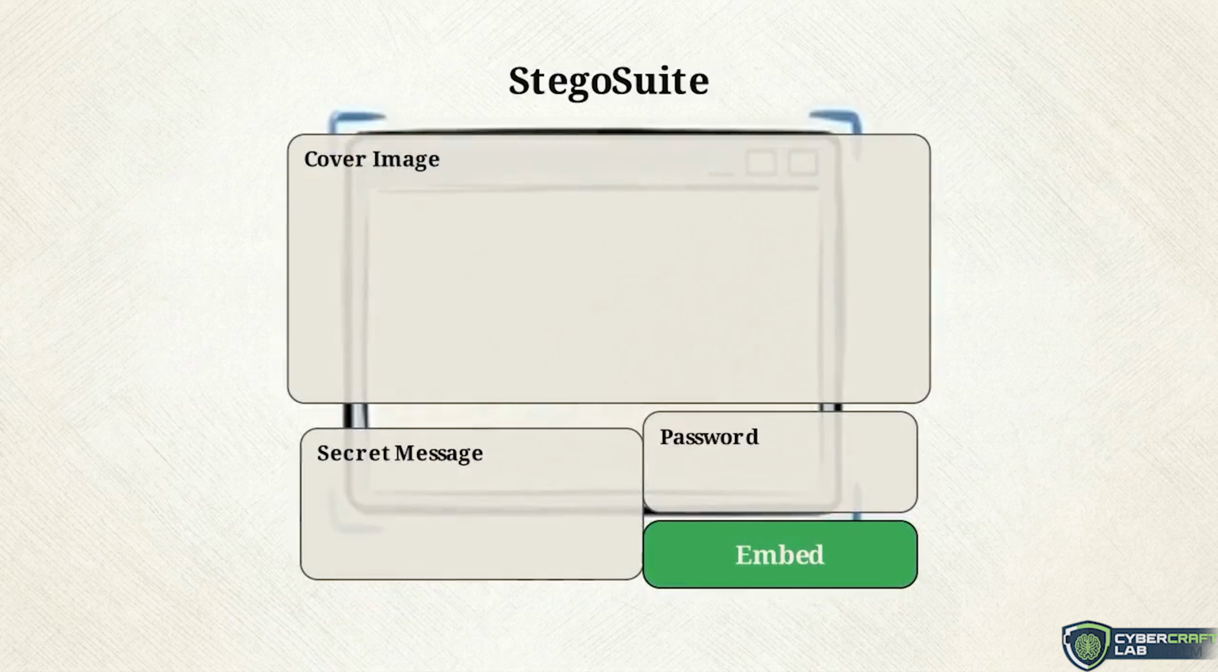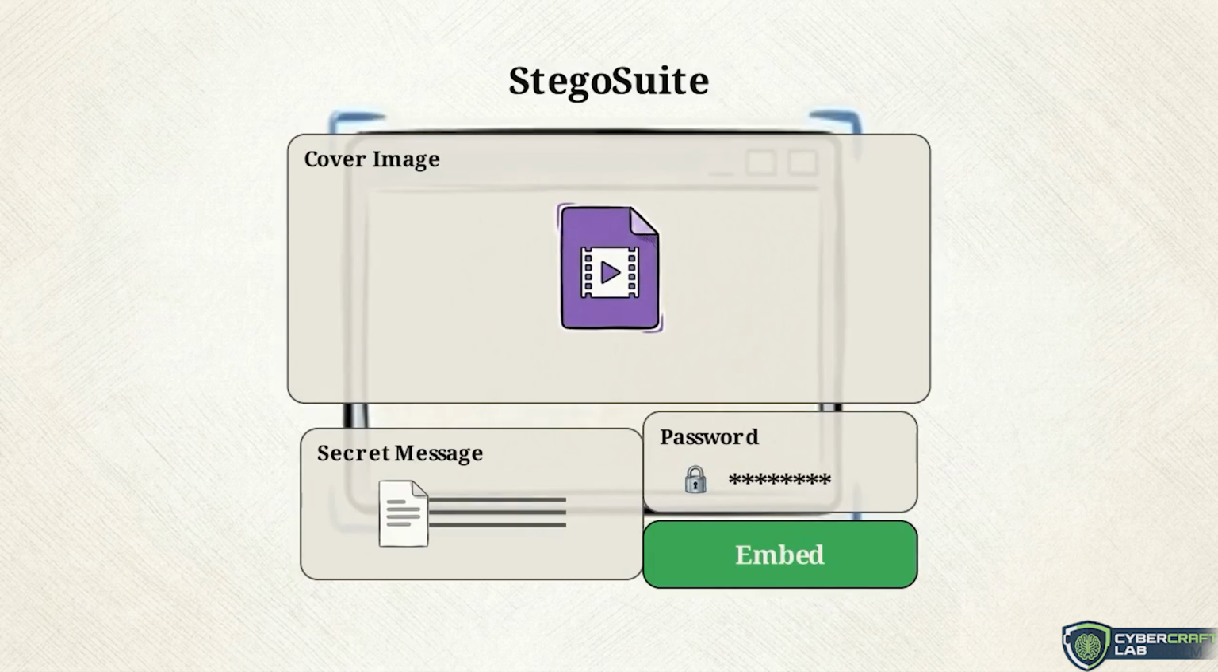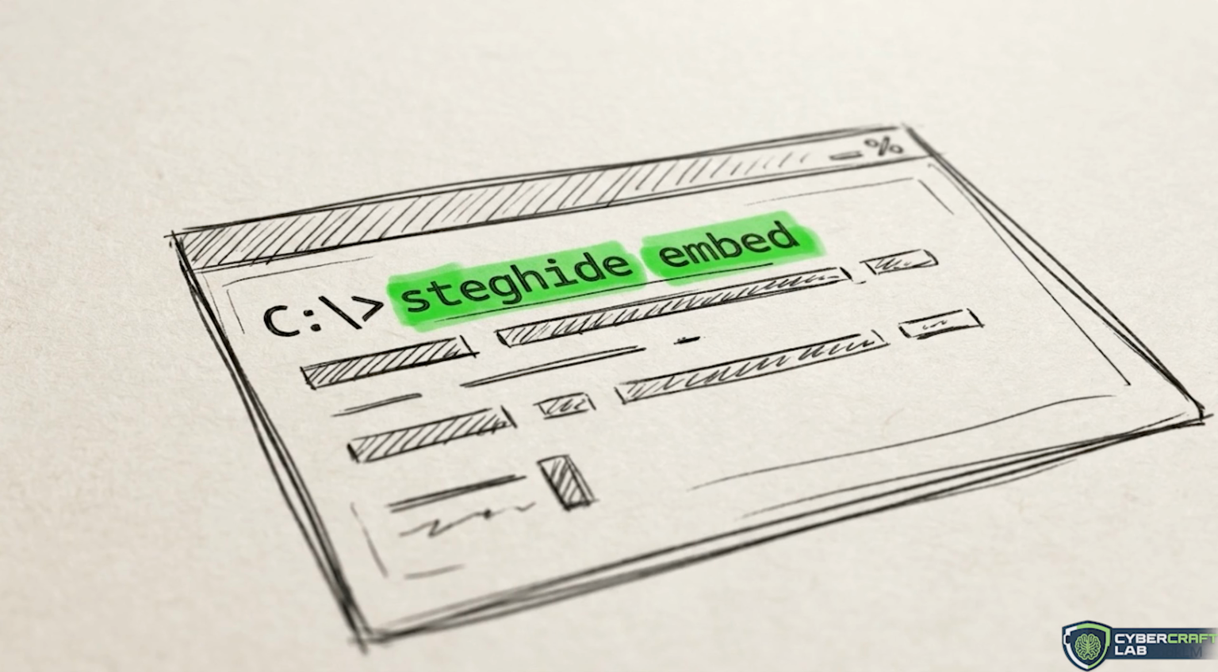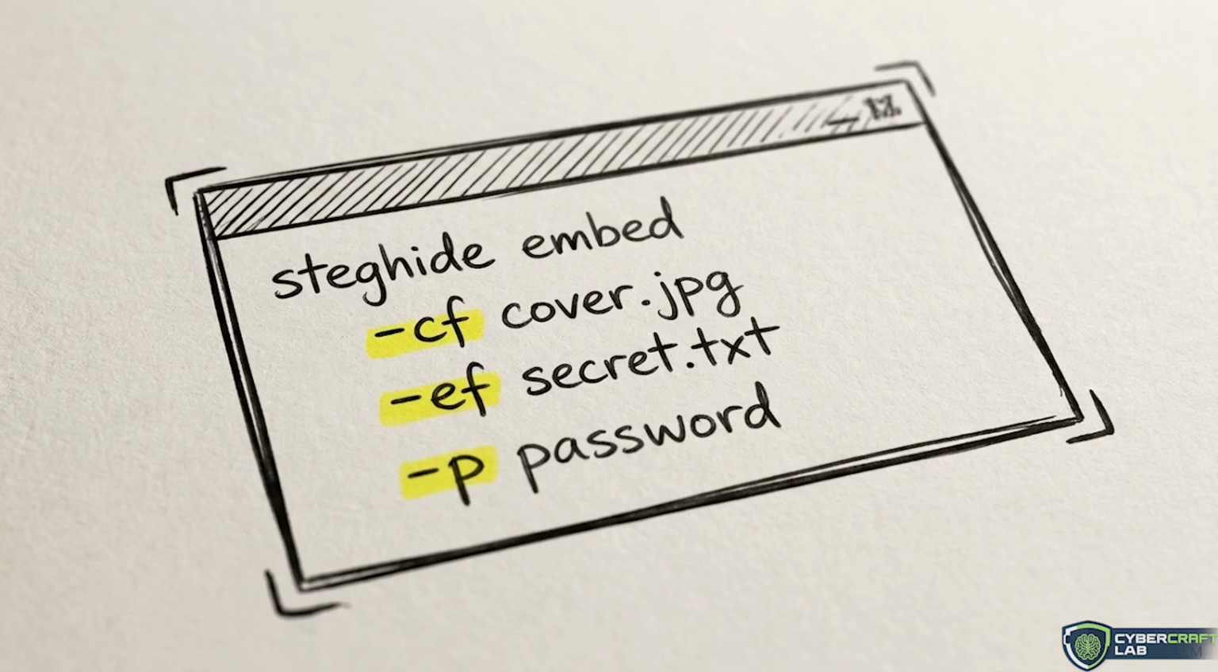We can perform this concealment using StegoSuite. In the GUI, you simply load your target PNG, type your secret message and password, and click Embed. After the process, the final file size remains nearly identical to the original, leaving no obvious footprint for a casual observer to find. For those using the command line, here is the exact syntax for Steghide. This command specifies the cover file, the file to be hidden, and the passphrase needed for extraction.